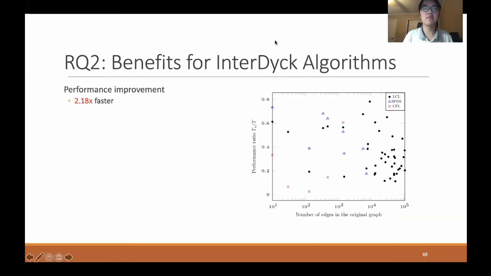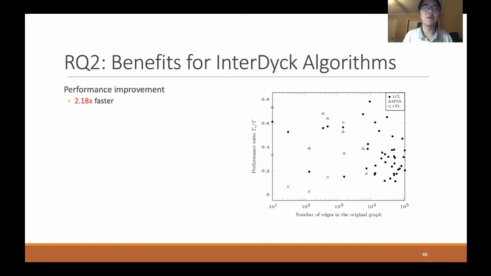As for its benefits for InterDyck algorithms, we perform the InterDyck algorithms on each graph with a 300-second time budget. The performance result is presented in the figure on the right. The x-axis is the size of the graph. The y-axis is the performance ratio, which is the time InterDyck algorithms take running on the simplified graphs divided by that on the original graphs. The dots are speedups for LCL InterDyck algorithms. The triangles are speedups for SPDS algorithms, and the crosses are speedups for CFL algorithms. The figure shows the distribution of the speedups.